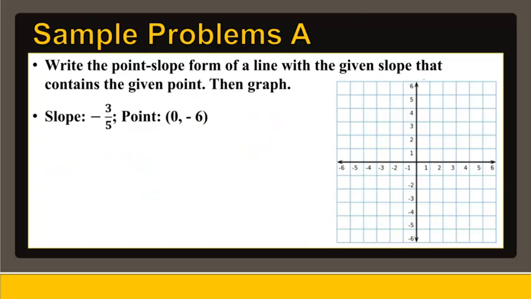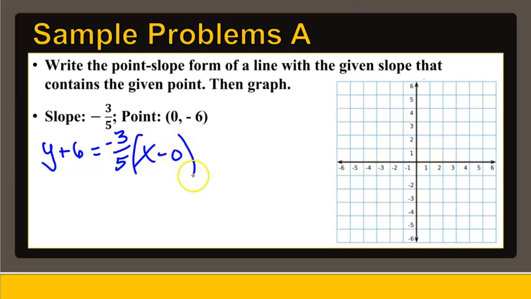Next one, here we got the slope is -3/5 and the point is 0, -6. So the equation would be y minus, my y1 is a -6, so if I'm subtracting a -6, I'm really adding 6, equals our slope of -3/5 times x minus our x coordinate, which is 0. Now you don't have to put this -0 there, you can just keep it as x.